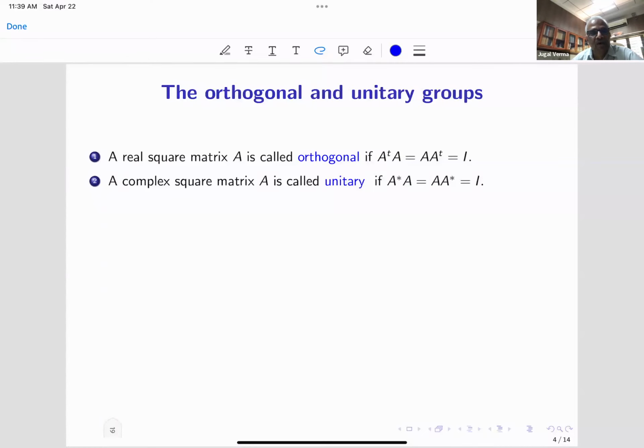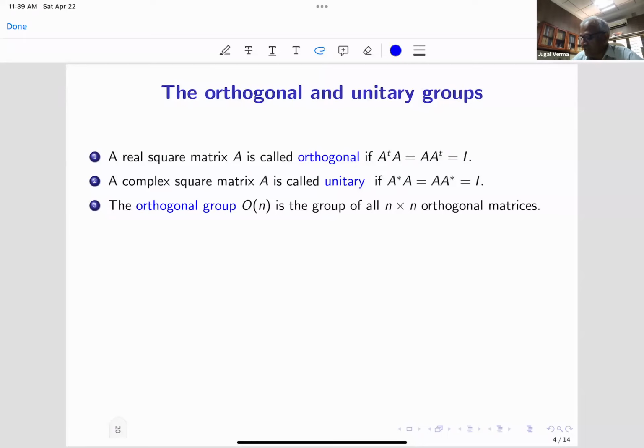And similarly, a complex square matrix is called unitary if A star A is equal to identity. And you can check that this is precisely the condition for preservation of the standard Hermitian inner product on C^n: the transformation u mapping to Au preserves the standard inner product on C^n if and only if the matrix is a unitary matrix.